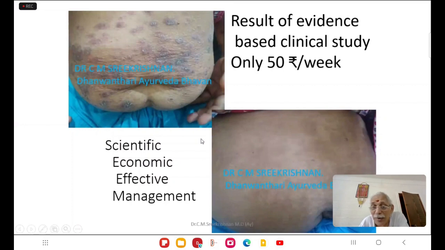Very good. Economic. People think that Ayurveda will take more time and will be costly. No, it is very economically effective. You can manage dermatology problems like this. But proper food habits, lifestyle adaptation, and mental stress relief are very necessary.